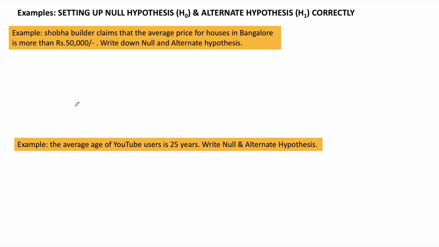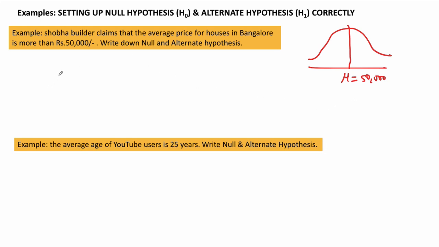Okay. And you need to write the null hypothesis and the alternative hypothesis. Very simple. What we need to do, if you draw this first, we are saying that Shobha Builder is claiming mu equals 50,000 rupees per square feet. That means that is the rate which is going on. Clear?